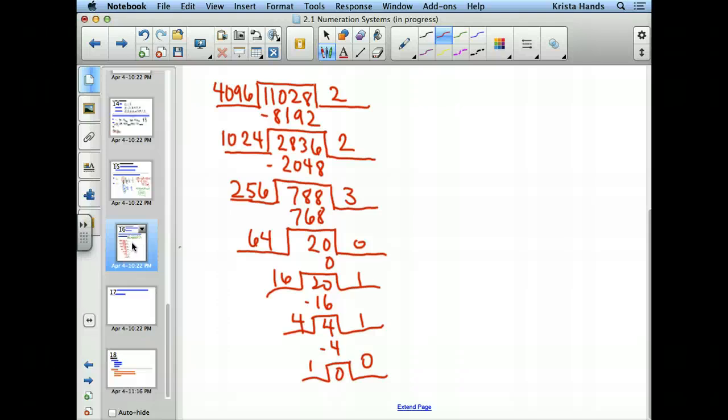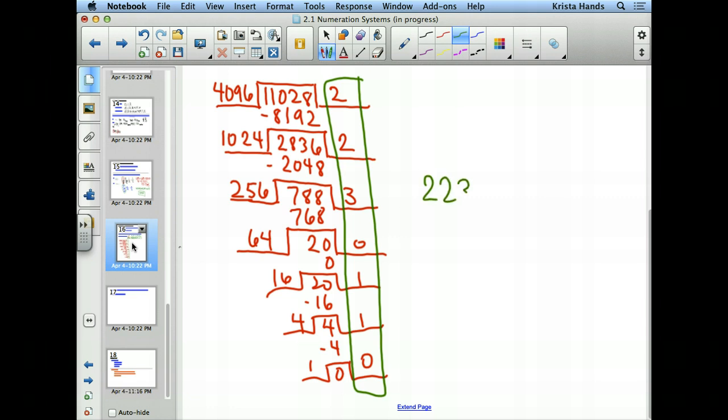So my answer is right here. My answer is 2230110, and you must write base 4 next to it.